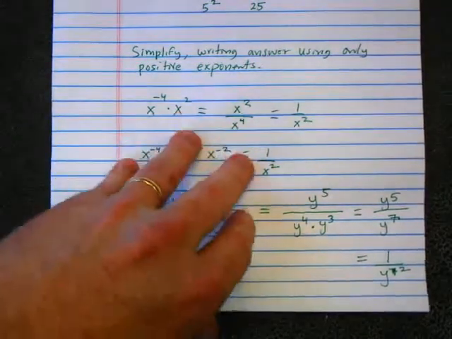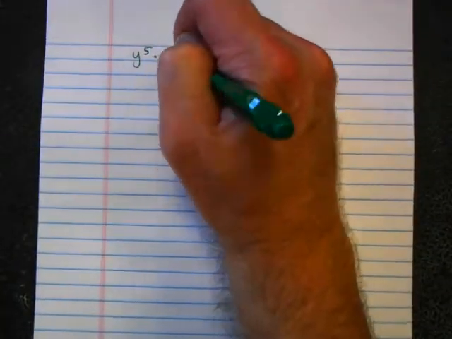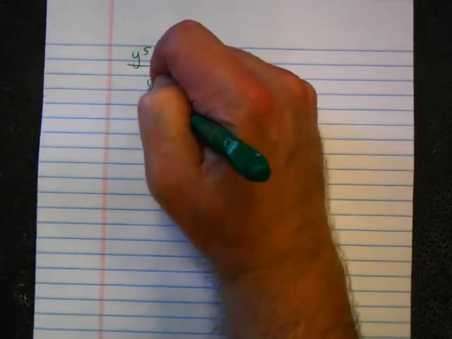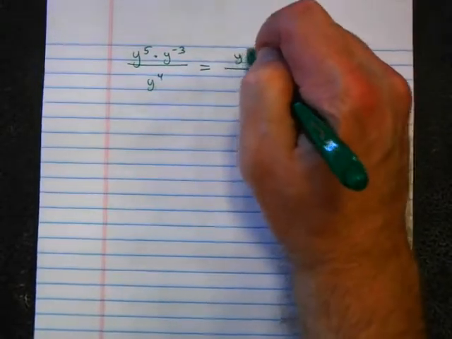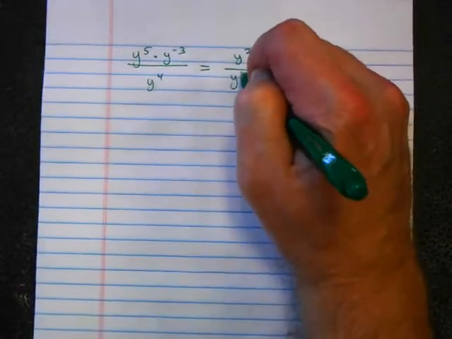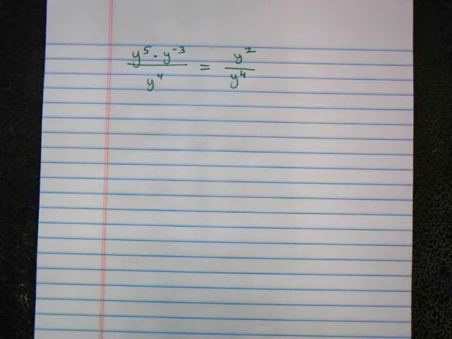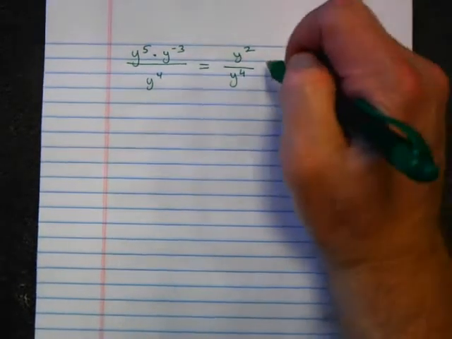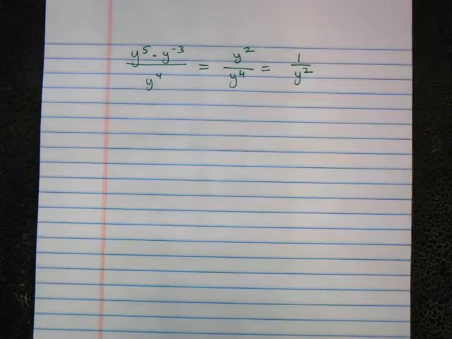Or we could have done it my way. To do it my way, I would have said y to the 5th times y to the negative 3 divided by y to the 4th. I would just go ahead and multiply right on top and add my exponents and say that's y squared over y to the 4th. And then I would notice my bigger power is on bottom, so I'm going to have stuff left over on bottom, and I can cancel a y squared out, and I'm left with a y squared on bottom.